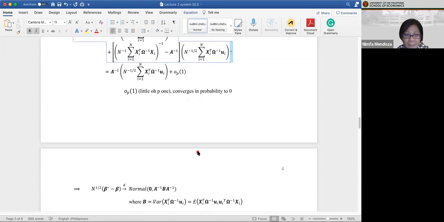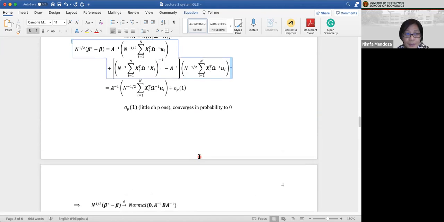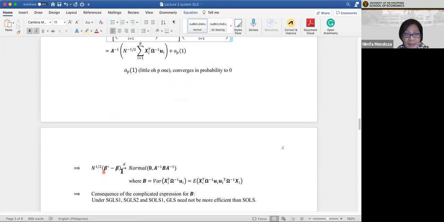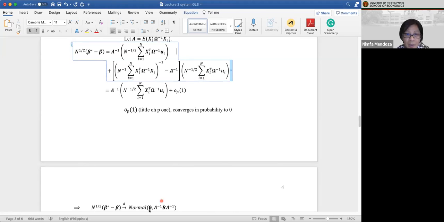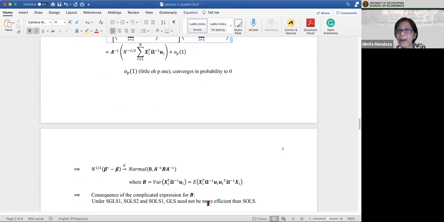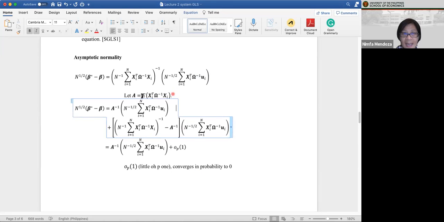Therefore, you would have n to the 1/2 times (beta star minus beta), using the central limit theorem, would converge in distribution to the normal distribution with mean 0 and variance covariance matrix A inverse B A inverse. Note that A and B are different here.